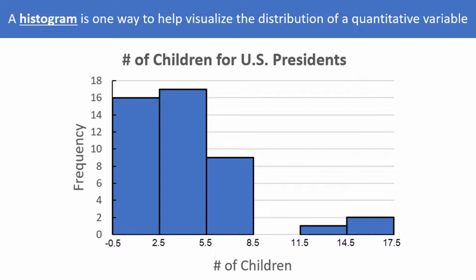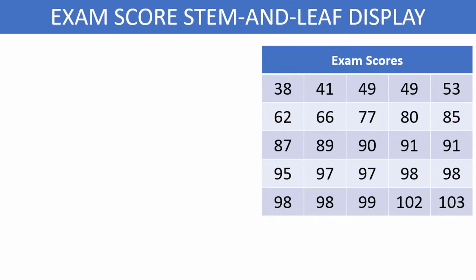The easiest way to show you how to make a stem and leaf display is to simply work through an example. Here are the first exam scores for one of my IntroStat classes, which contain 25 students. The first thing you'll want to do is identify the minimum and maximum data point. That will help us know how to organize our stem and leaf display. In this case, the smallest value is 38, and the largest value is 103.